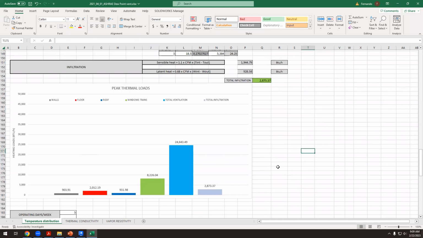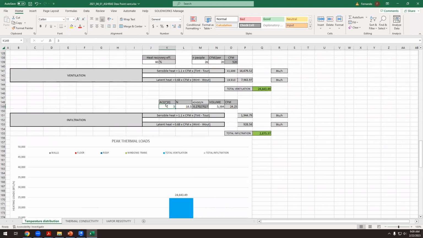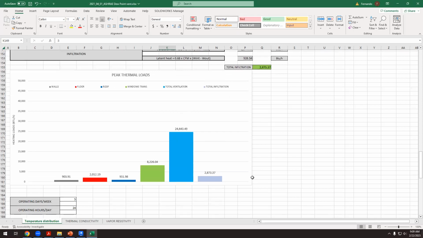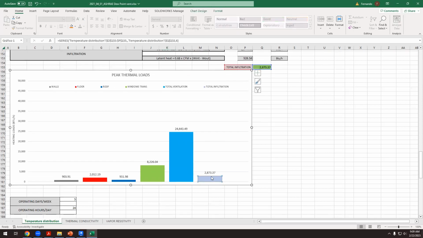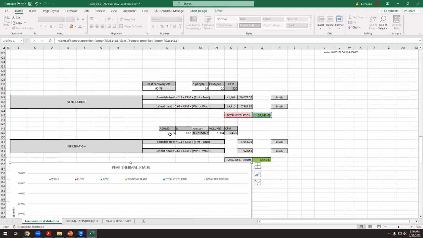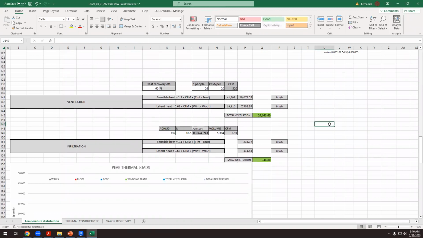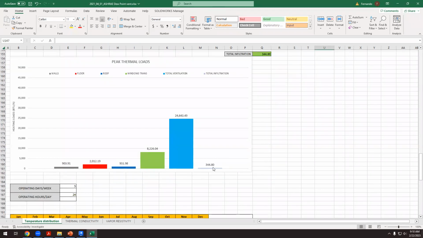If this were 5 ACH 50, well, infiltration is more important than walls or roofs or floors. Okay, so the second thing we can do, well, the second thing is the window area. And the third thing is always infiltration. But ventilation is always the first. So the first source of energy losses is always ventilation. But anyway, here we can do this. And now we reduce this.